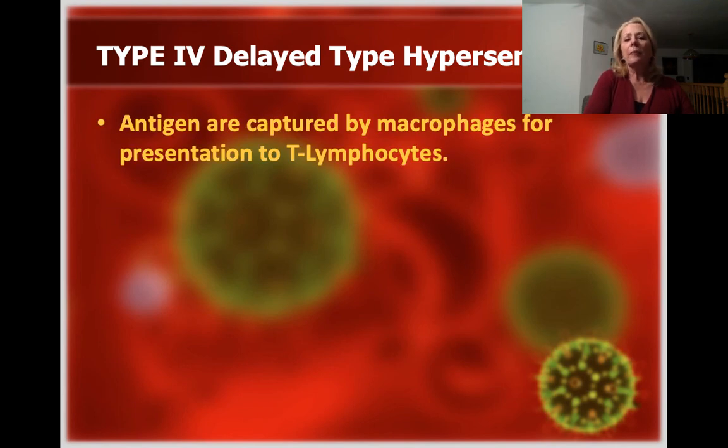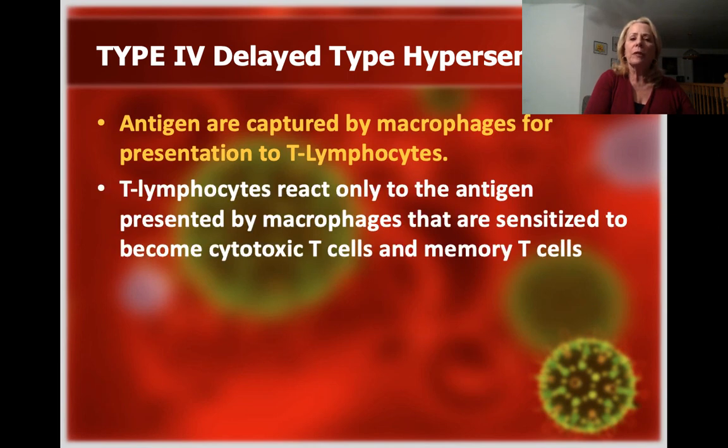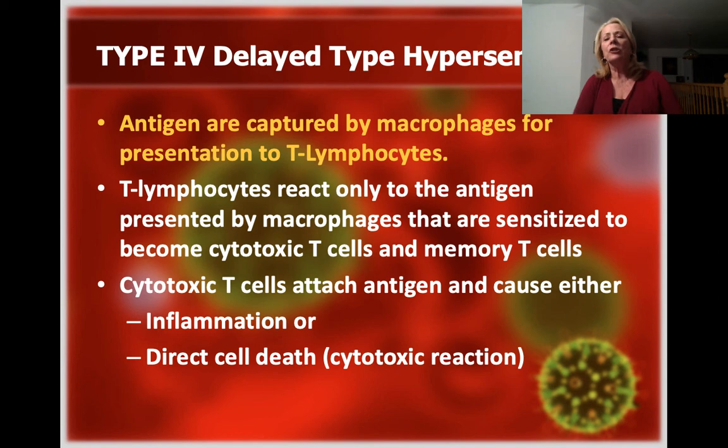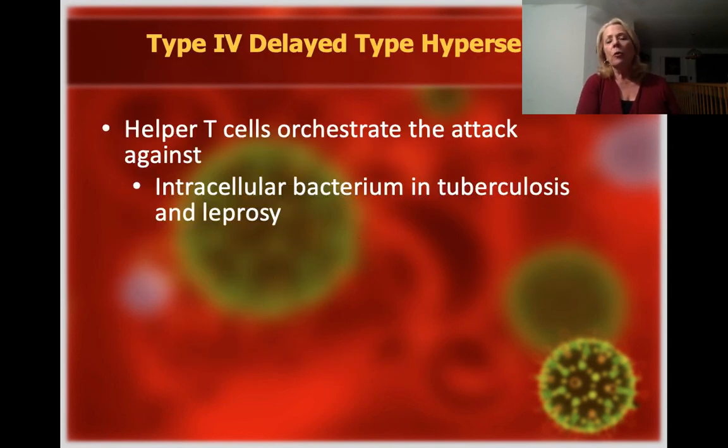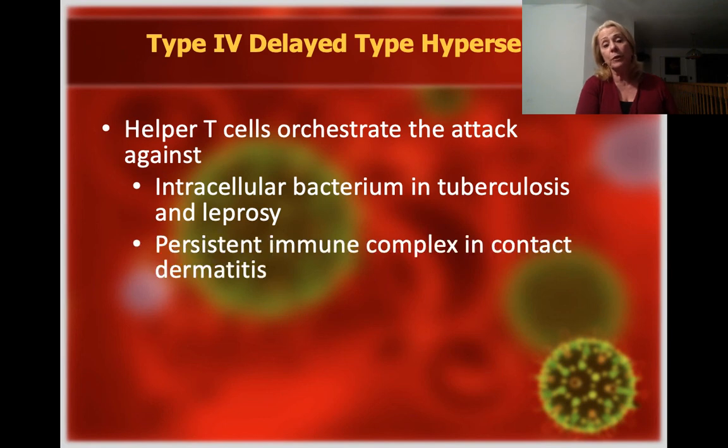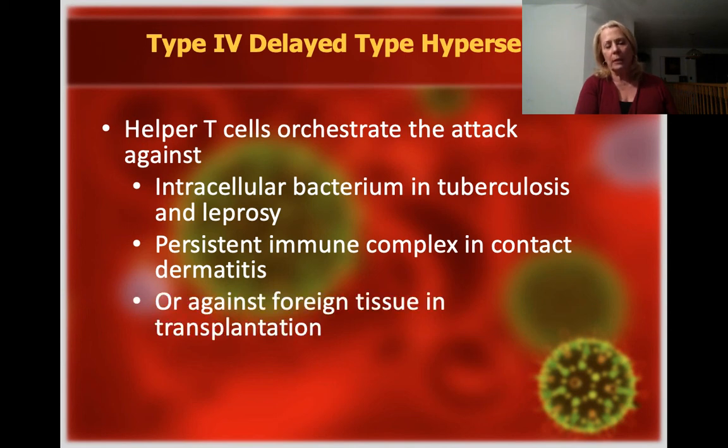Antigens are captured by macrophages for presentation to T lymphocytes. These T lymphocytes react only to the antigen, okay? And they're sensitized to become cytotoxic T cells and memory T cells. The cytotoxic T cells attack antigen and cause inflammation, or they can create a cytotoxic reaction, which means that those T cells can also cause lysis of the cell. Helper T cells orchestrate the attack against intracellular bacteria such as tuberculosis and leprosy, and they can also cause dermatitis by creating immune complexes. And they can also cause transplant failure.